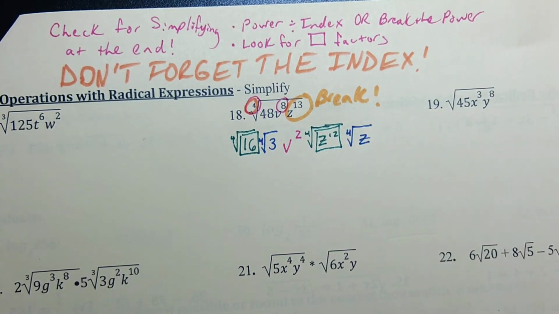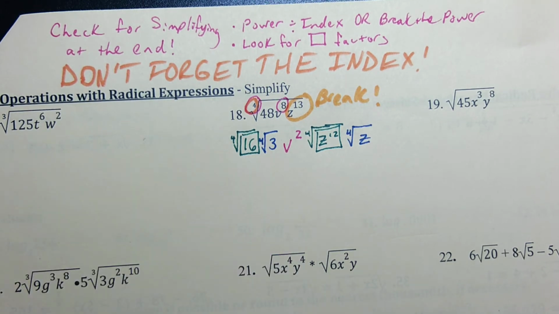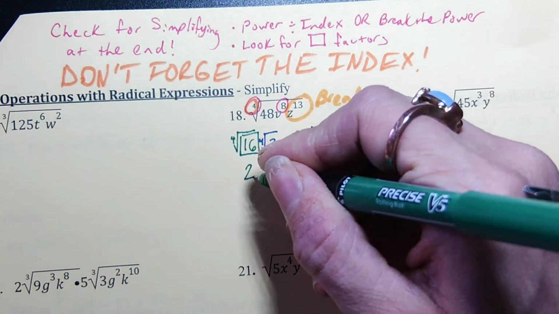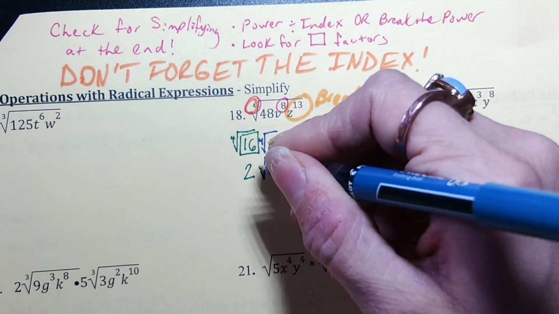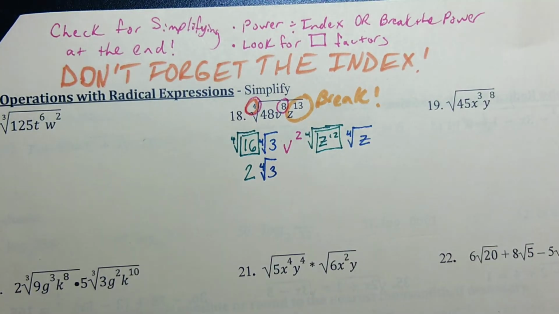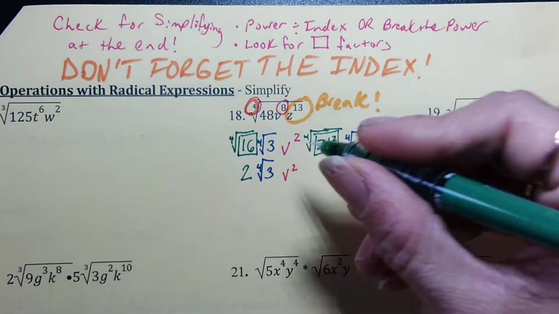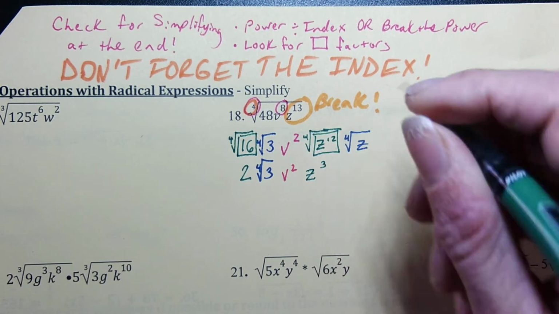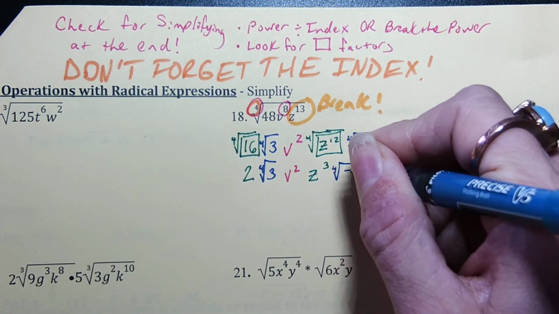Notice that I'm putting that index of 4 in every single step of my work so that I don't forget it along the way and accidentally put the square root of 16, whereas I am looking for the 4th root of 16, which would be 2. So I've got 2 for the 4th root of 16. I've got v squared. I've got power divided by index, z cubed. And then 4th root of z.